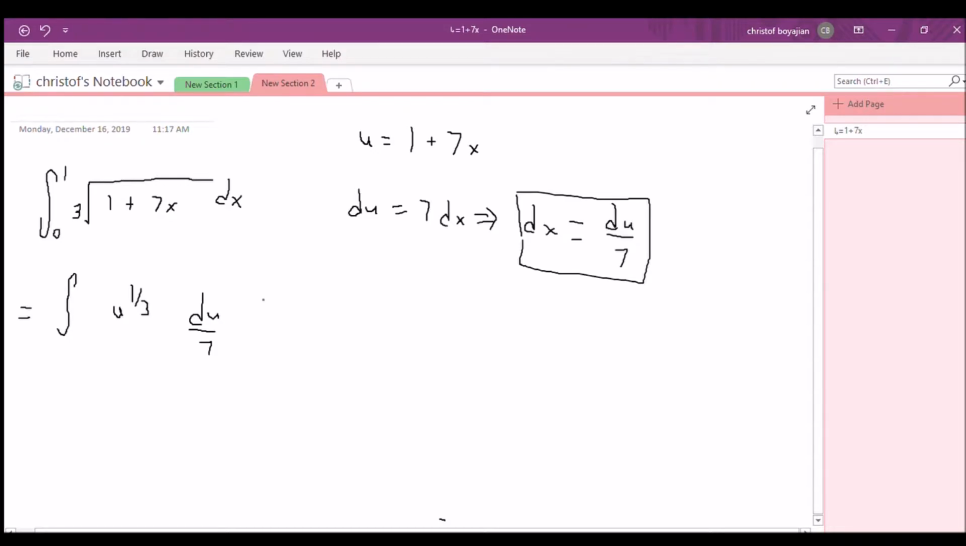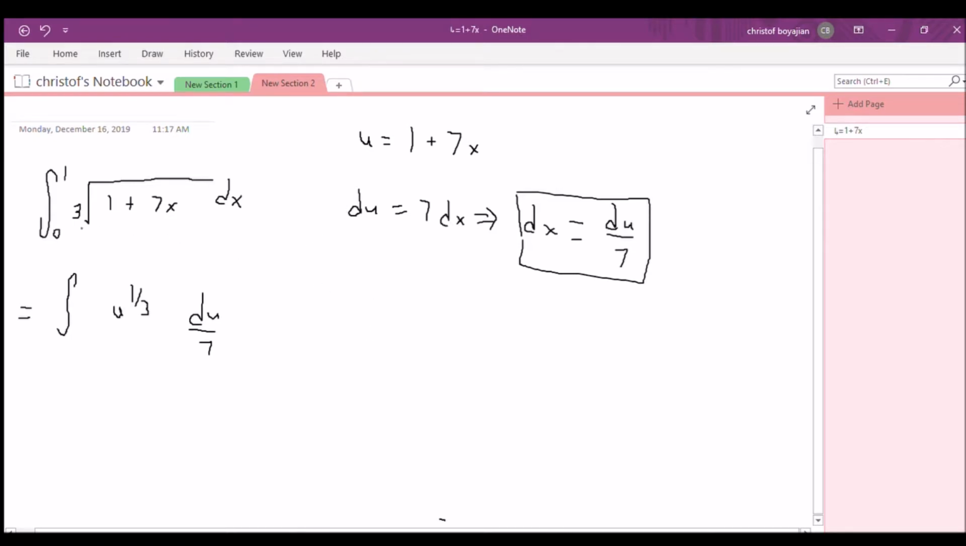Now, here's a tricky question. What are our bounds in this integral? Is it from 0 to 1? No, it's not actually. Because from 0 to 1, this is corresponding to our variable we have in terms of x, but now we've changed everything in terms of u. So that means our bounds are changed as well, because our bounds are going to be with respect to our variable u here. So how can we do that?